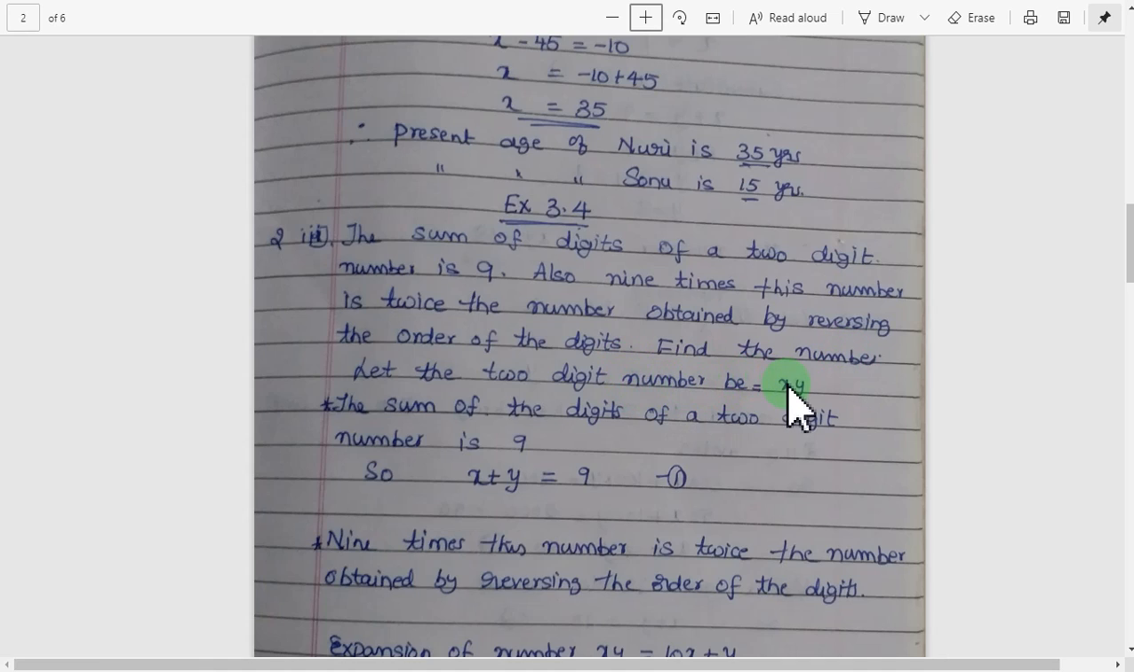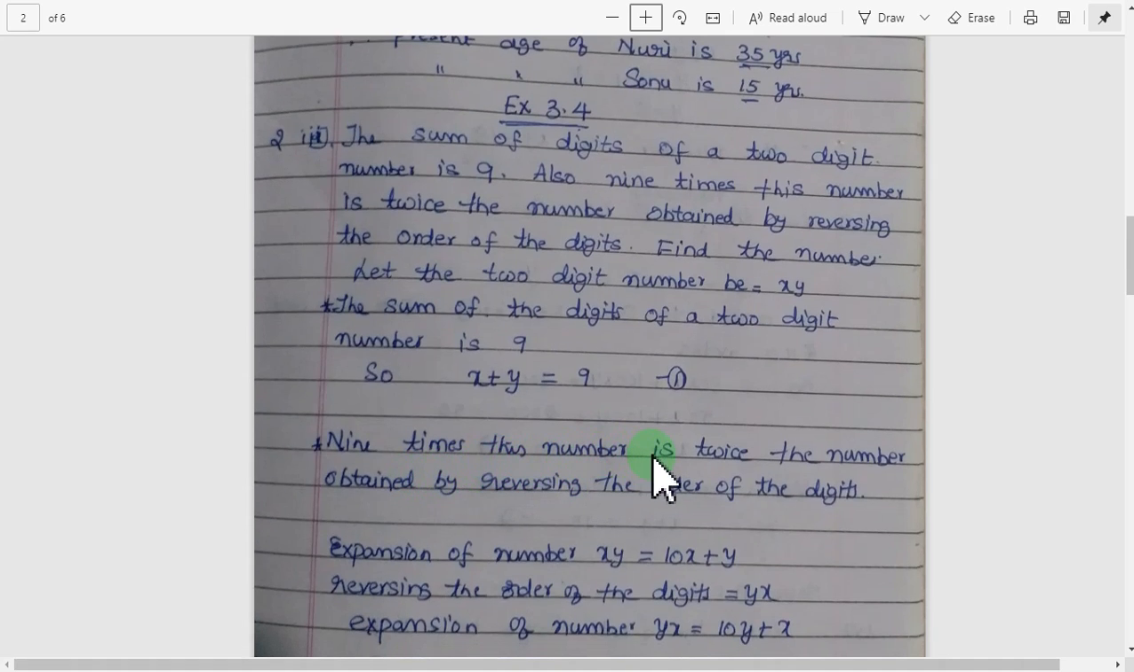Let the two-digit number be xy. Two digits must be there, so x and y are the two digits. First statement: the sum of the digits of the two-digit number is 9. If you add the digits of the number, you will get 9. Sum means addition, so adding the digits, x plus y is equal to 9. This is the first equation.